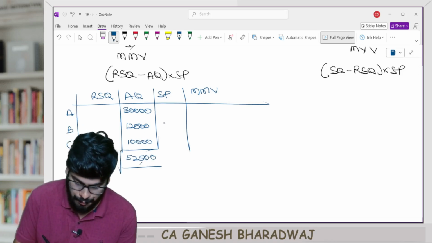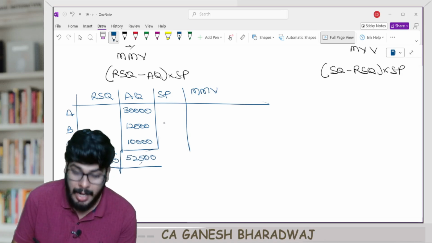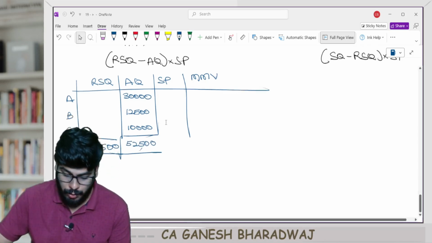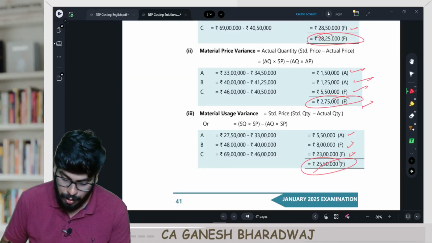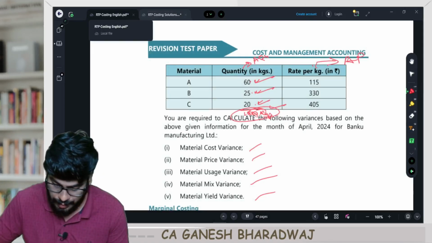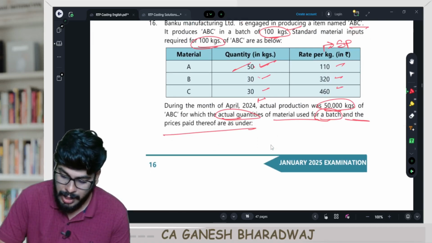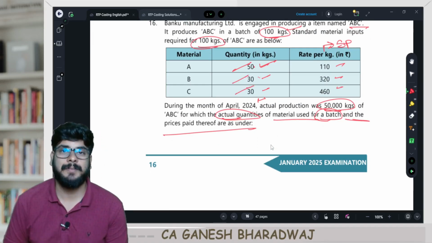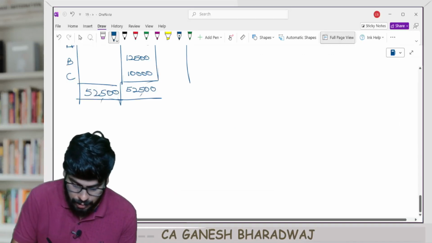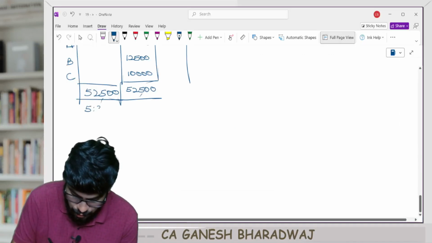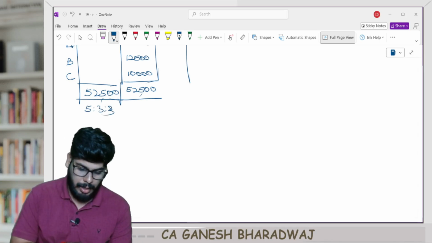Now, what you need to do? You need to go to the revised standard quantity column, put this 52,500, and this 52,500 should have been in the standard mix. What is the standard mix? Go refer to the question. Ideally, the standard mix that I should have maintained was 5:3:3. So this should have been in the ratio of 5:3:3. Right? So 5 plus 3 plus 3 is going to be 11.